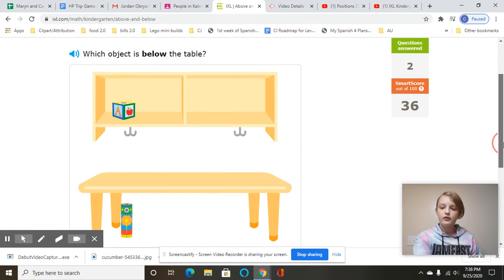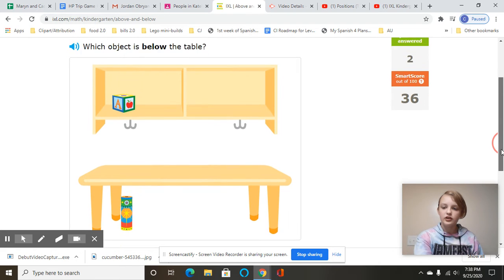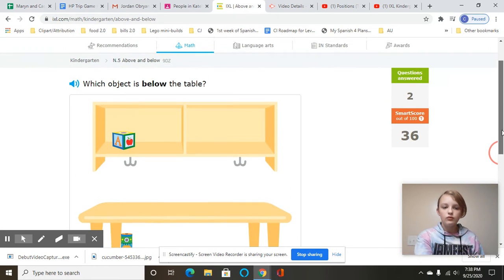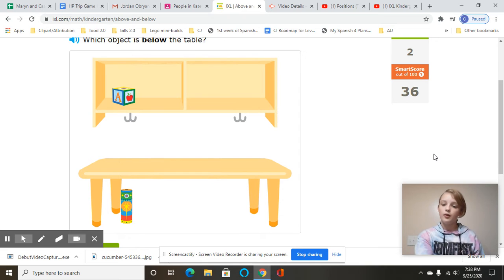A couple more examples, and then we'll do a little more instruction. So we have to figure out below. Remember, below is underneath, which means the firecracker tin.